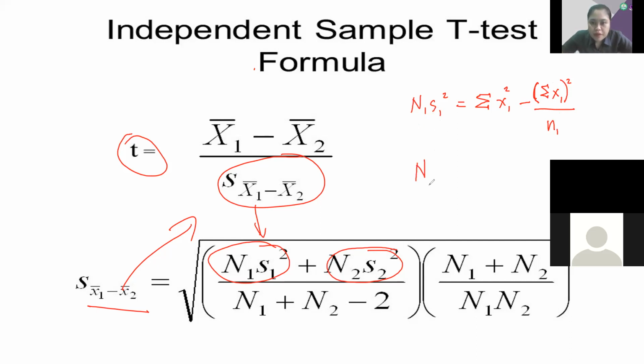And then itong n2 s2 squared, ito din yung ating formula. Summation of x2 squared minus summation of x2, squared, over n2. Okay, please copy that first. Okay, medyo madugo ang computation sa statistics kapag nagma-manual computation tayo.